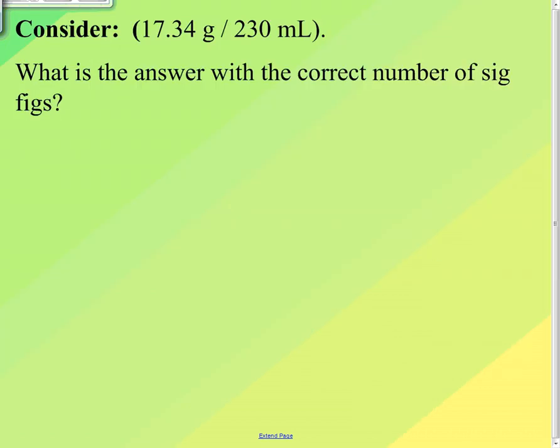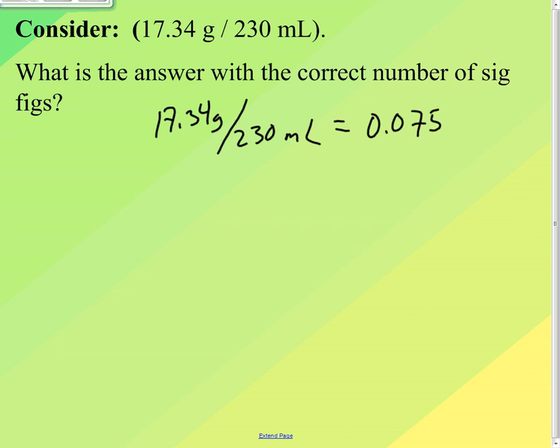Okay. Well, no, I'll do this with you. We have 17.34 grams, and I'm dividing that by 230 milliliters. What's my answer? Okay, 17.34 grams divided by 230 milliliters. I use my calculator. Good, my calculator says 17.34 divided by 230, and I get 0.07539. Good. Now we have to figure out how many sig figs.